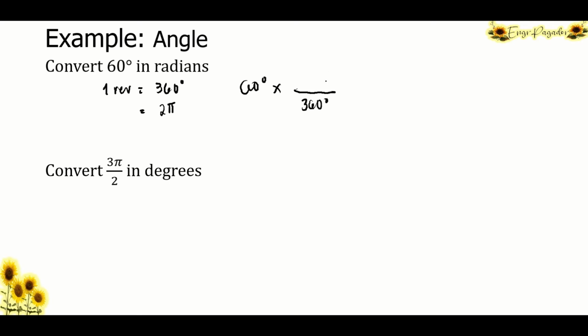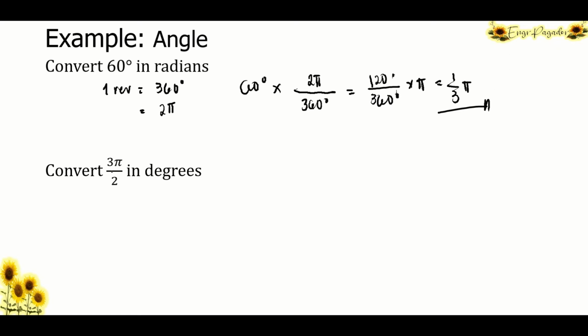Then what we put on top is the unit we are converting to, which is radians. So we put 2 pi here. So this will be equal to 60 divided by 360 times 2, which is 120 over 360 times pi. The pi will remain because we are converting this degree unit to radians. So 120 divided by 360 is equal to 1 over 3, and then pi. So this is the conversion of 60 degrees into radians.